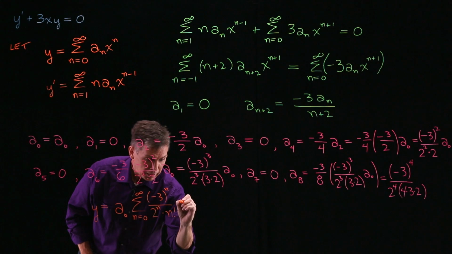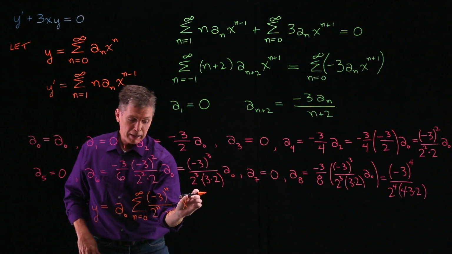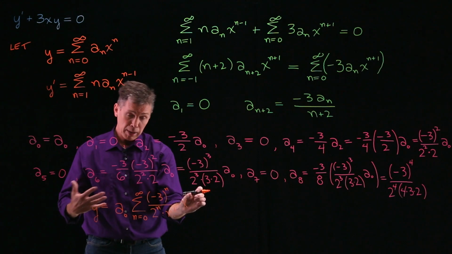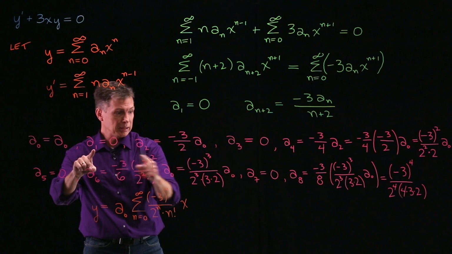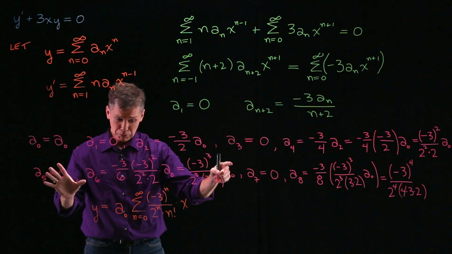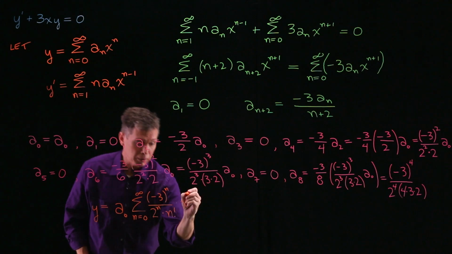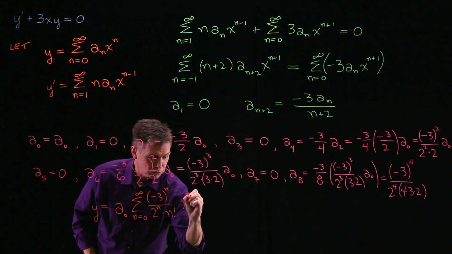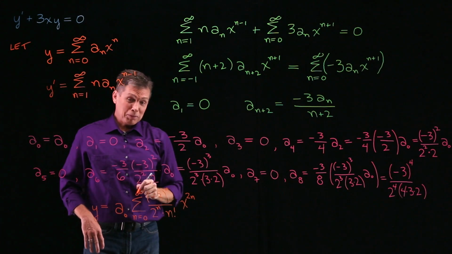Don't forget to multiply it by x. And most of the time, that x is going to be raised to just the n power. But remember how all the odds blanked out? A sub 1, a sub 3, a sub 5 all blanked out. So we're actually looking for just the even powers of x. So I'm going to write that as 2n. And that'd be my answer.